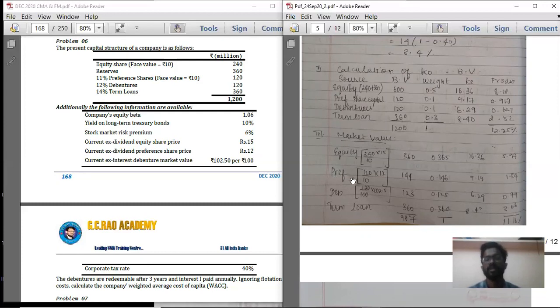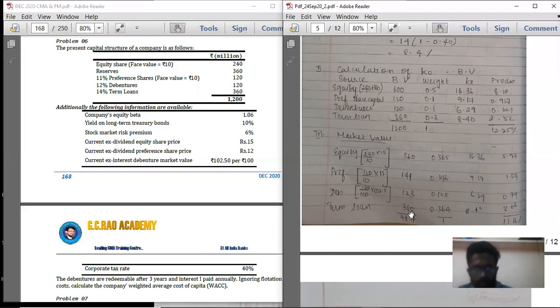Then below that, preference share capital, open a bracket. How much is the ex dividend price? 12. How much is the face value they have distributed? 10. So 120 divided by 10 into 12, close the bracket. In respect of the market value column, record 144. Sorry, I said book value. Here, source, next market value, weights, KS, and product. So it is market value. So preference share capital market value is 144.